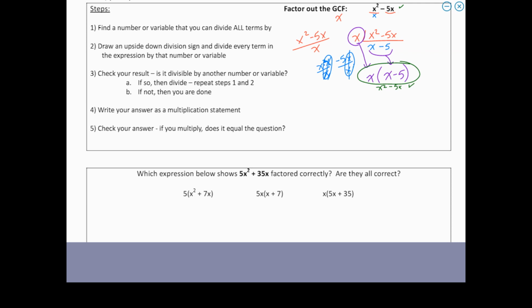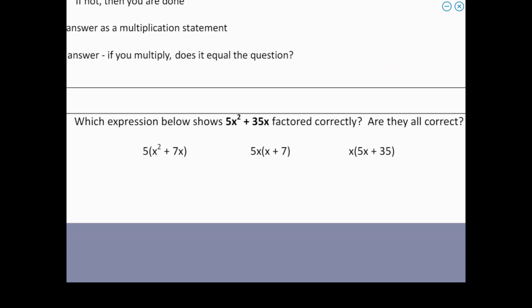So down at the bottom, which expression below shows 5x squared plus 35x factored correctly? Are they all correct? Okay, so don't say anything out loud. Take about 30 seconds and decide for yourself which one you will vote for as being factored correctly.